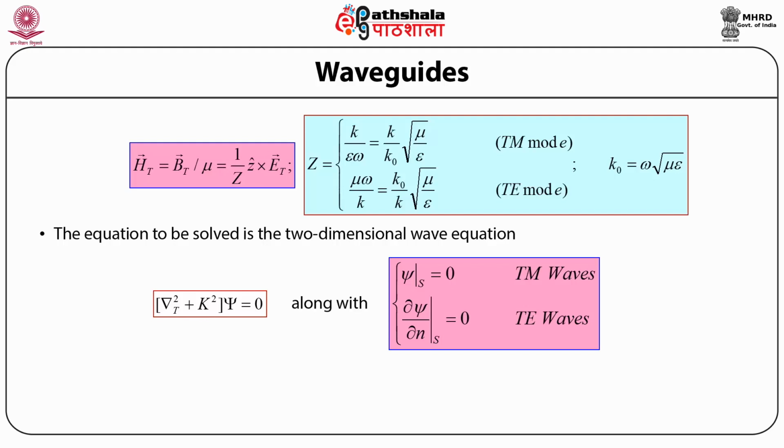wave function psi at the surface is equal to 0, and in case of transverse electric modes, the partial derivative of the wave function with respect to the unit normal, that is del psi by del n at the surface, is equal to 0.